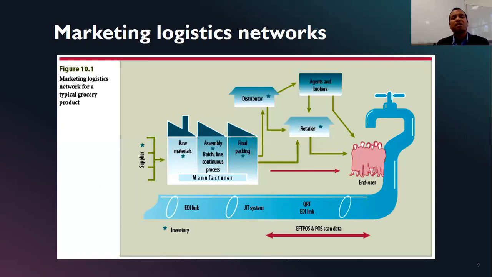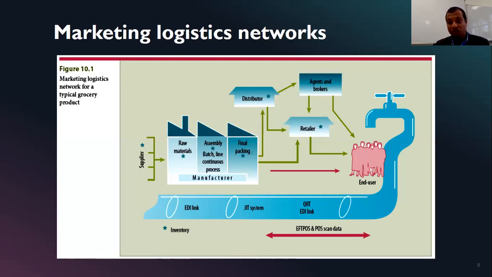This is a simple marketing logistics network. You take your own time. It's easy to understand. On the left side, we have the supplier. The firm, the manufacturer, gets raw materials, sets up the assembly line, batch processes, line or continuous processes in order to convert, and after converting, they do the final packaging.